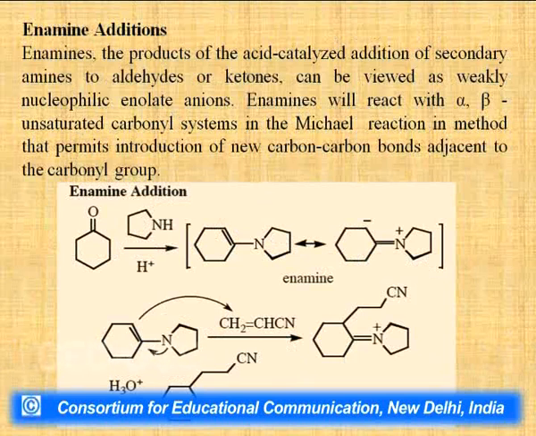Enamine additions. Enamines are the product of acid catalyzed addition of secondary amines to aldehydes or ketones. In the reaction, you can see there is an attack of secondary amine on the aldehyde to form the enamine. Enamine will react with the alpha beta unsaturated carbonyl system in the Michael reaction. This method permits the introduction of a new carbon-carbon double bond. So, if you want to introduce a carbon-carbon double bond, you can take the help of enamine addition with the Michael reaction adjacent to the carbonyl group.